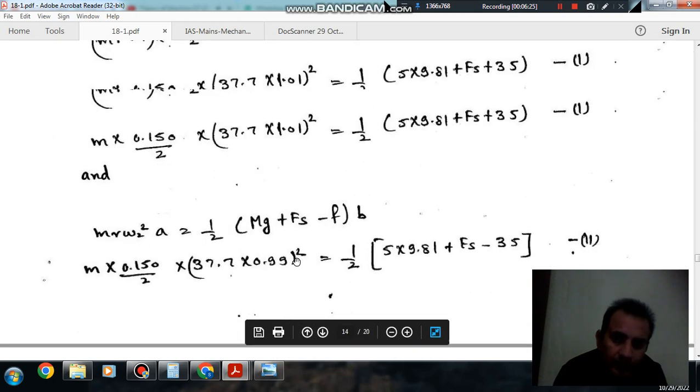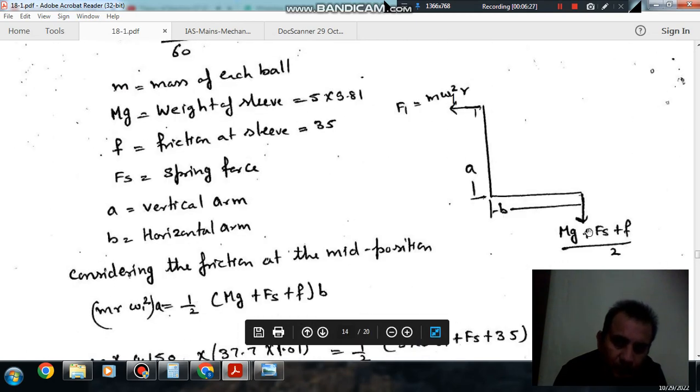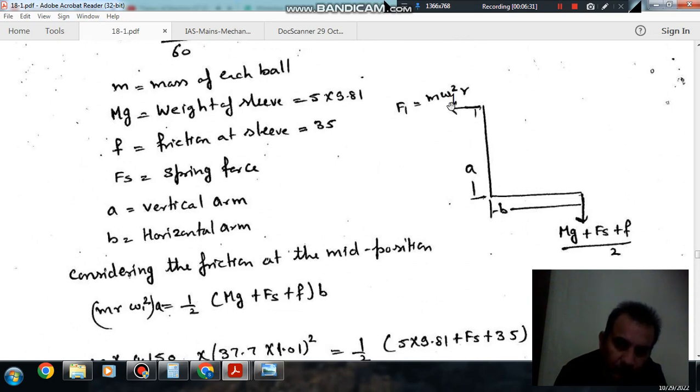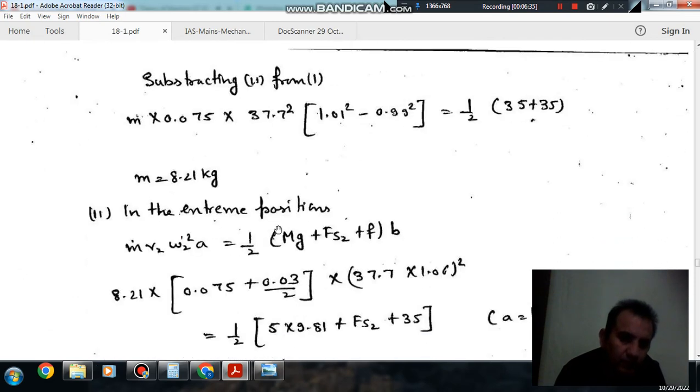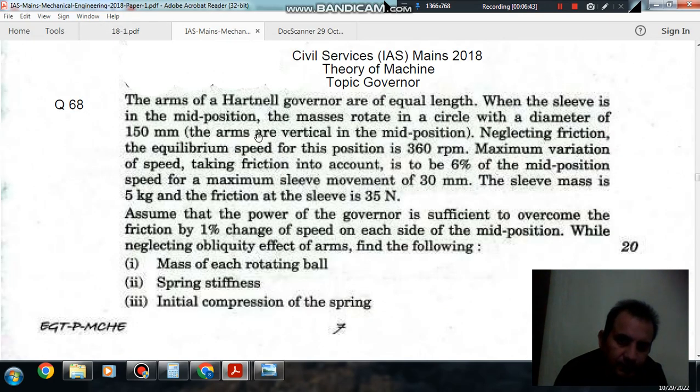And at the extreme position the sleeve is further trying to move up, so the speed at this will be maximum and minimum. Okay. So that speed is called omega 2. Okay. So omega 2 is your, as it is given that the maximum variation of speed taking friction into account is 6%.